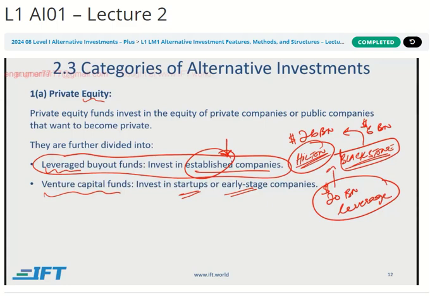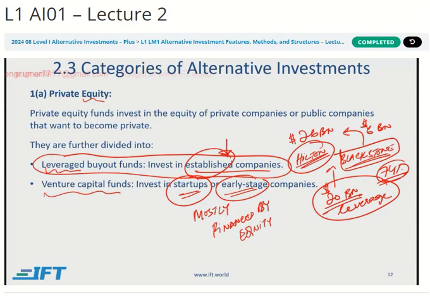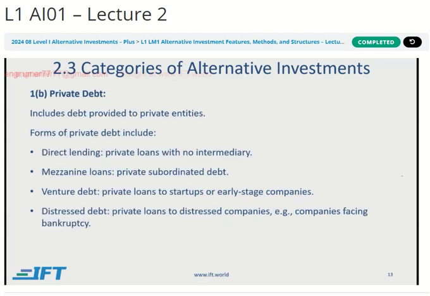Now, compared to that, venture capital funds are completely different because startups are absolutely the opposite of established companies, right? They don't have predictable cash flows, they're not mature, they're early stage companies. And here we don't use debt, so mostly financed by equity of the fund. Whereas your leveraged buyouts are mostly financed by debt. In the case of the Hilton deal, it was 74% debt, approximately. That was your private equity.